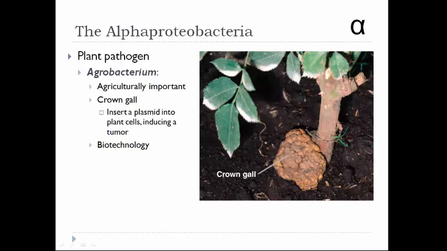Now, Agrobacterium, however, is also important for biotechnology because since it makes crown gall by inserting a plasmid into the plant cells, inducing the tumor, it actually knows how to transform plant cells. So we can use it to change plants to get a new gene of interest.